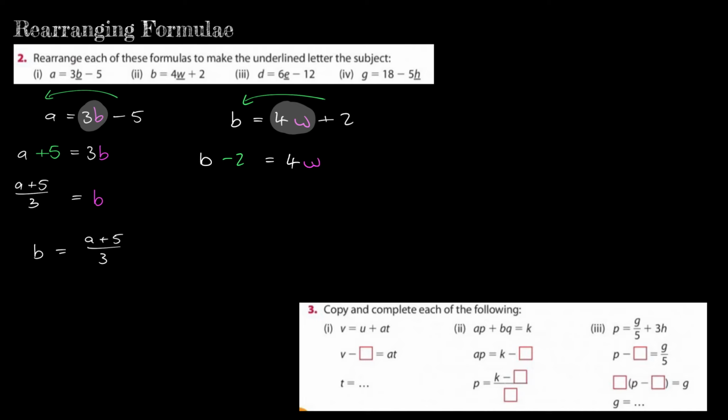Okay. The next step there is to get the w by itself. And if we want to get w by itself, what we need to do is divide both sides by 4. So we need to divide the right-hand side by 4 to get w. But if we divide the right-hand side by 4, we have to do the same to the left-hand side. So b minus 2 all over 4. So my final answer there will be w is equal to b minus 2 all over 4.